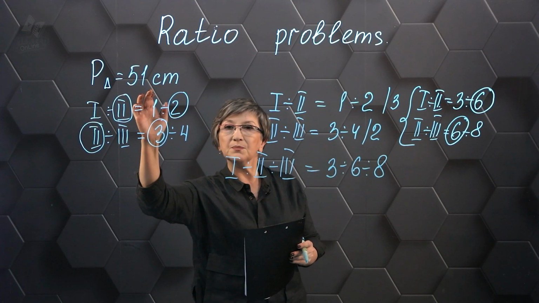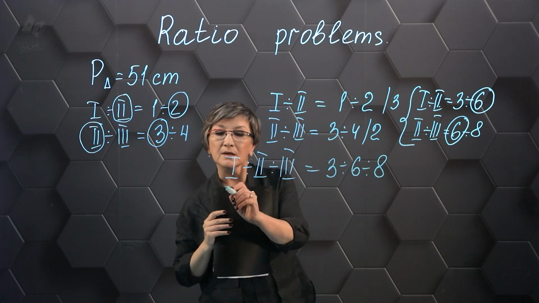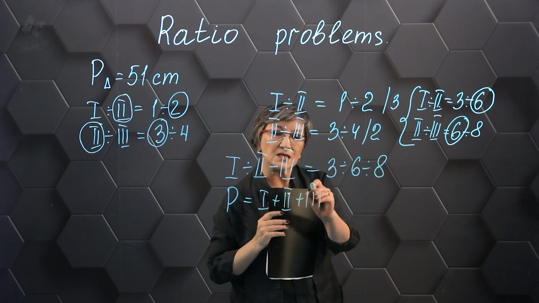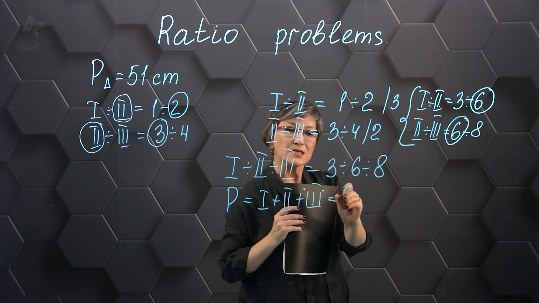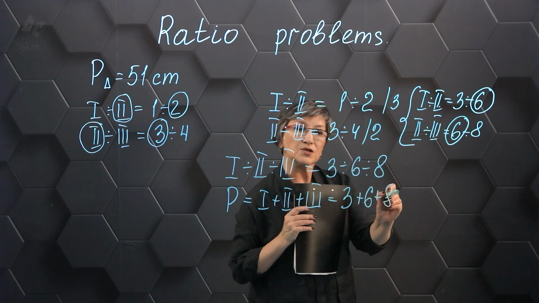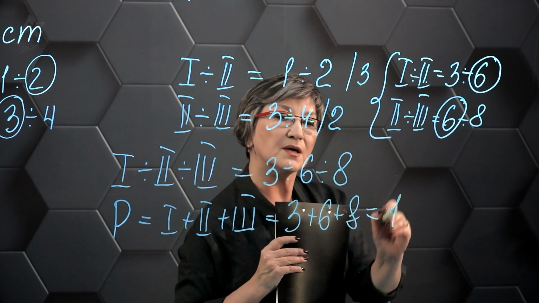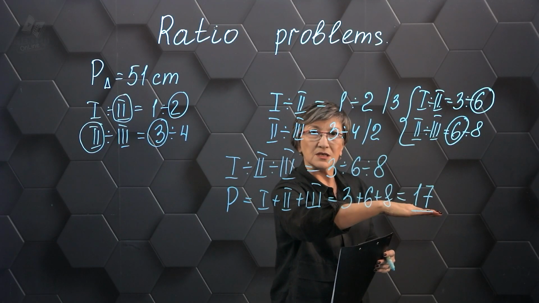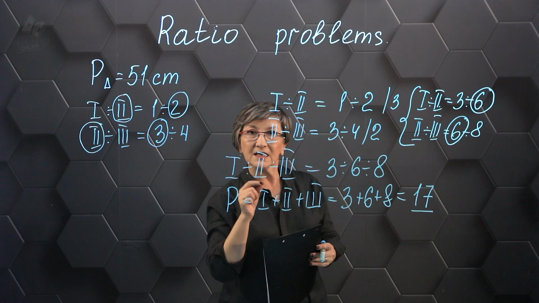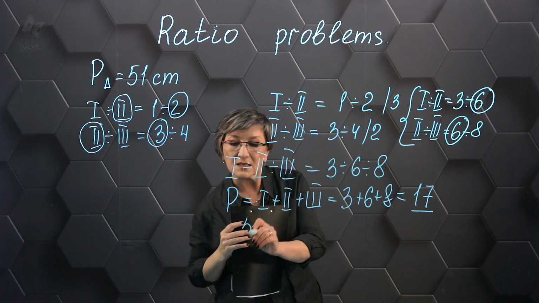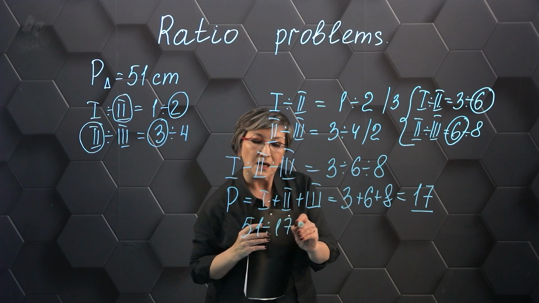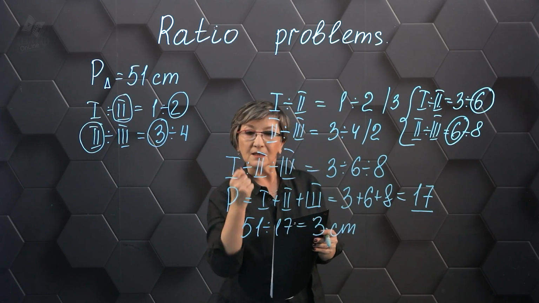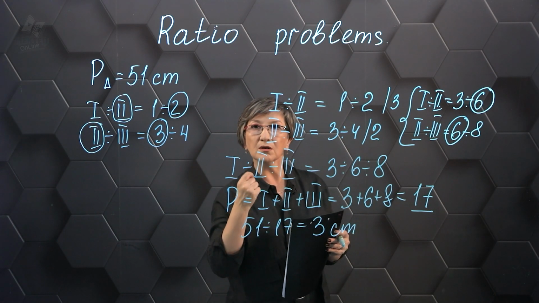And if the perimeter is 51 centimeters, the perimeter is the first side plus the second side plus the third side. And these are the parts: 3 parts plus 6 parts plus 8 parts. 3 plus 6 plus 8 is 17 parts. The perimeter is 17 parts, and the perimeter is 51 centimeters. Then 51 centimeters divided by 17 equals 3 centimeters in one part. And then we can find what the length of each side equals.